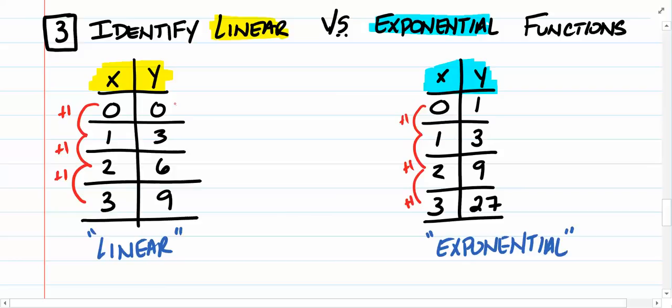So let's take a look at this. If I go 0 to 3, I have a difference of 3. If I go from 3 to 6, I have a difference of 3. If I go from 6 to 9, I have a difference of 3. Okay? So the x values have a difference of 1 and the y values have a difference of 3. If both the x and the y's have a constant difference, 3 for the y's, 1 for the x, then this would be considered linear.